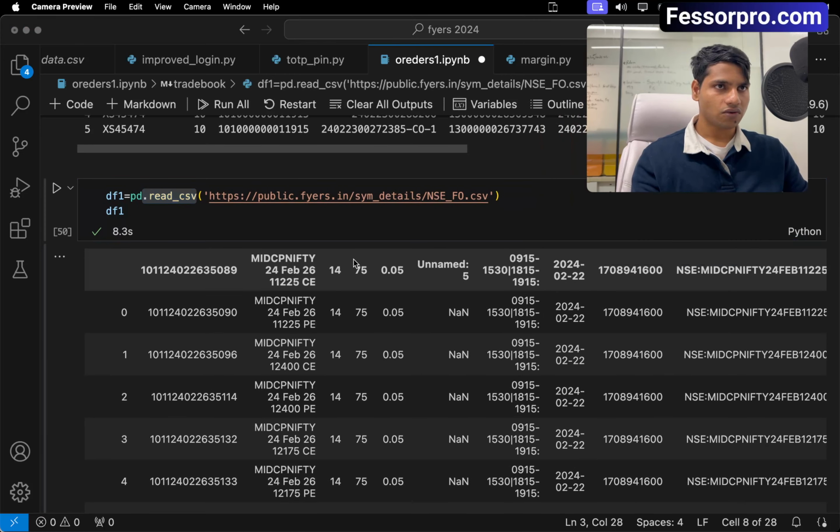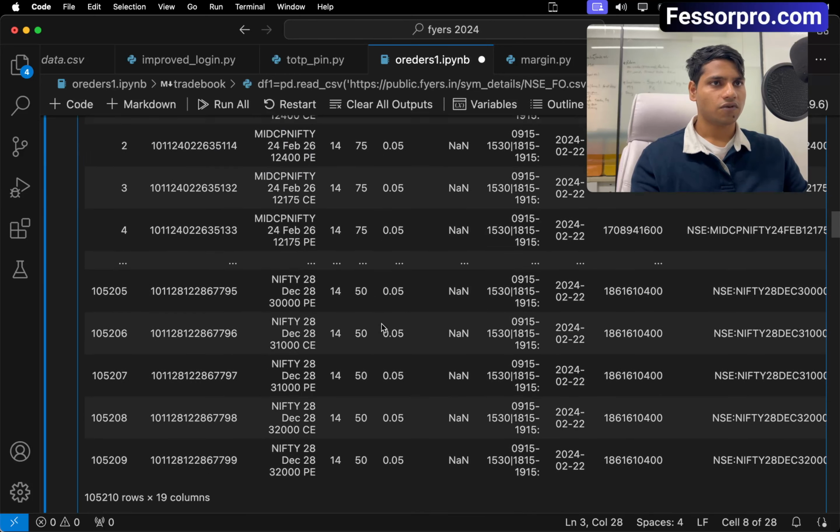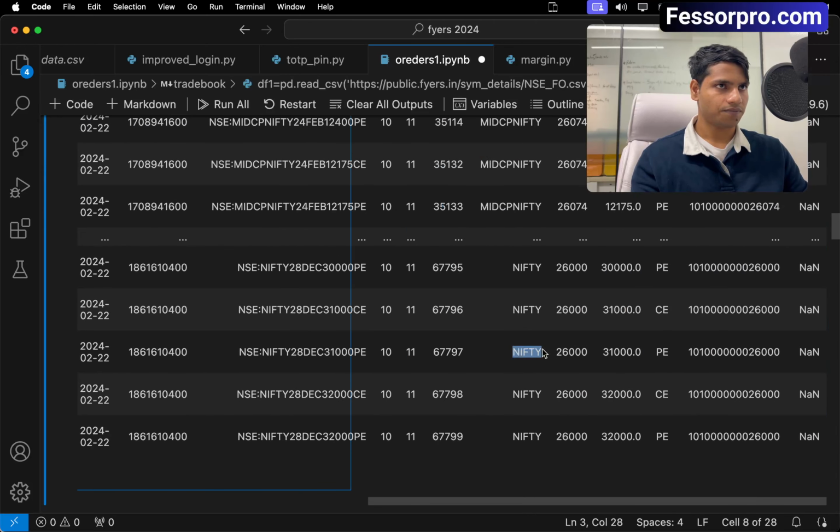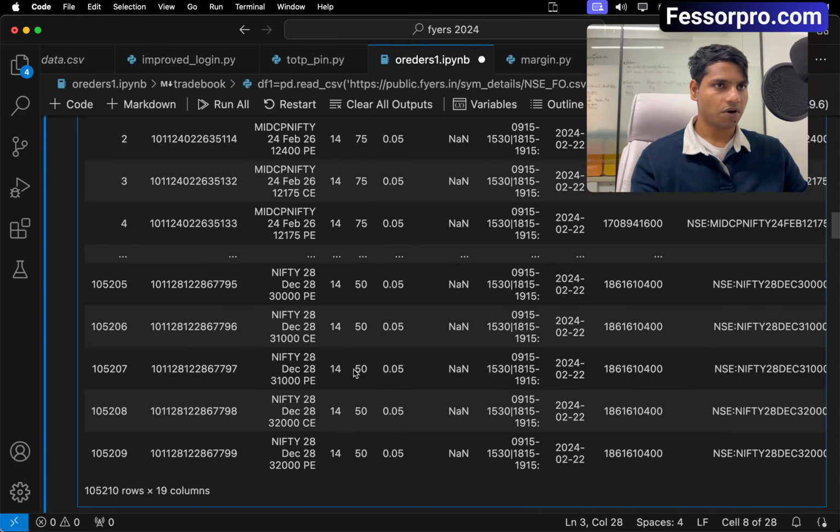Now, as I told you, look at this first, second, third, fourth column. This is the column that I was talking about. For Midcap Nifty, the minimum lot size is 75. Now if you scroll down, this is Nifty. So for Nifty, what is the minimum lot size? It is 50. Similarly, there are around 1 lakh 5,000 rows.